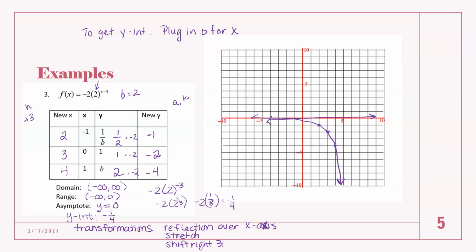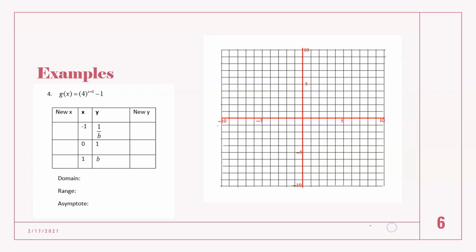We left off on number 3. Let's go to number 4. All right. Remember, this is the H, A, and K. So here's the base. 4 is our base. So here I have 1/4, 1, and 4. So let's see what we have.